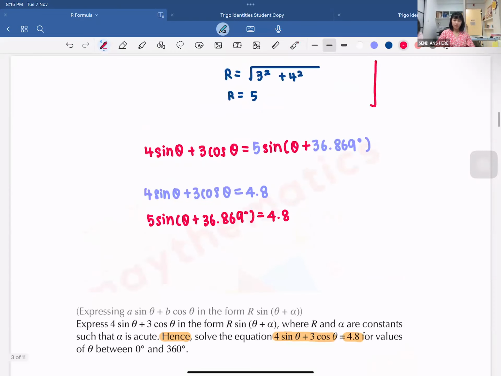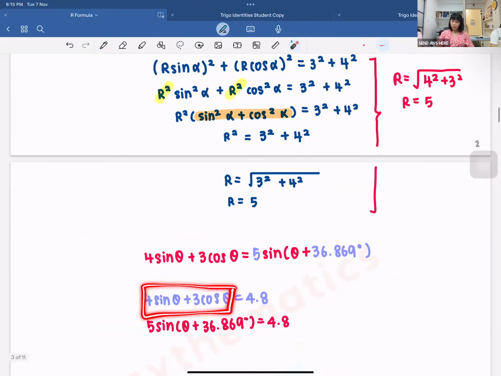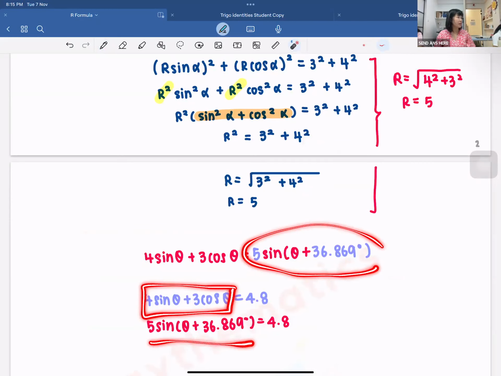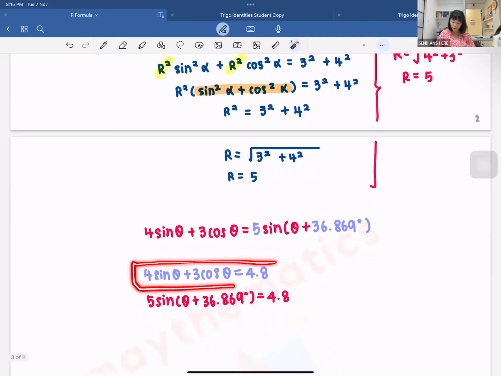Can scroll up? Okay, can. Anybody lost? I'm basically replacing this with the r formula. Then you'll be thinking, why do you need to replace? Because if you look at this, you can't solve it. Why? You got sine, you got cosine, two different unknown variables. How can you even solve?